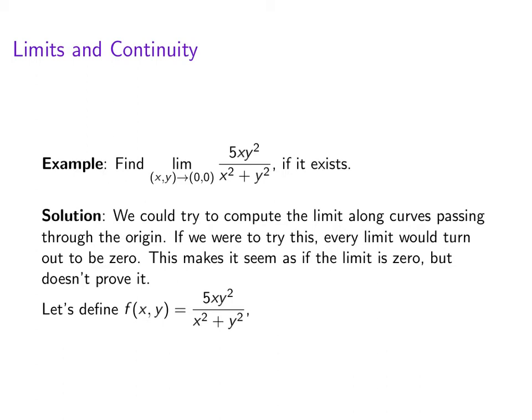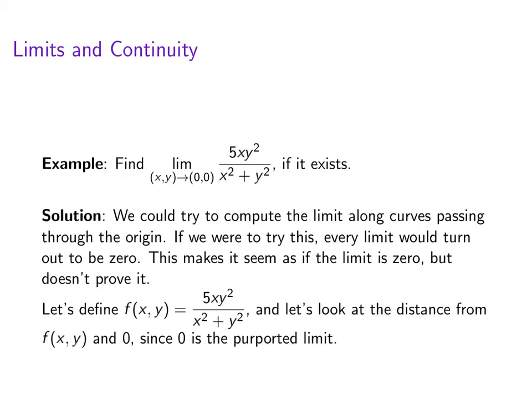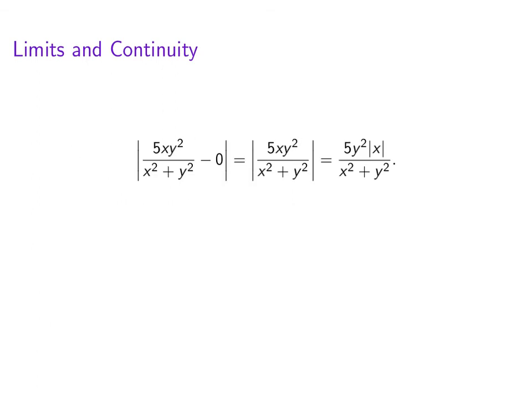So let's create this function, f(x,y) equals 5xy squared over x squared plus y squared. Let's look at the distance between f(x,y) and 0. That's because 0 is what we think the limit is going to be. So 5xy squared over x squared plus y squared minus 0 looks like this. And we can simplify this by putting the absolute value on only the portion that absolutely needs it. That's the x. The denominator is never negative, and the y squared portion is never negative, so we don't need absolute values on those.